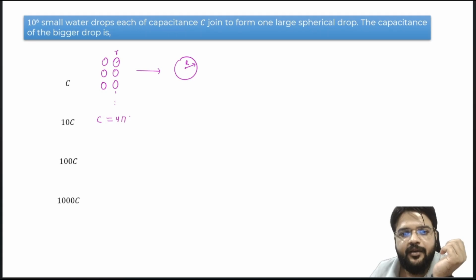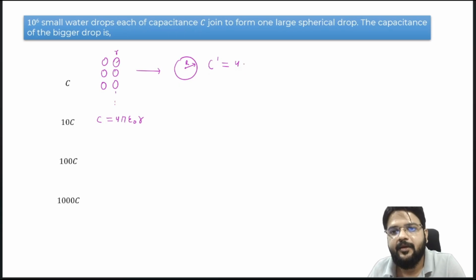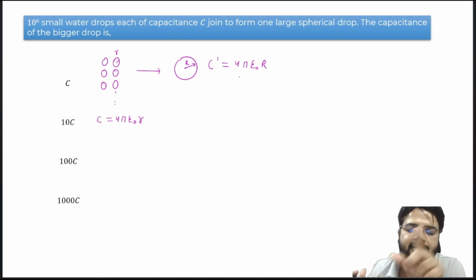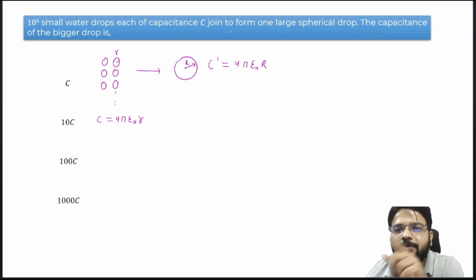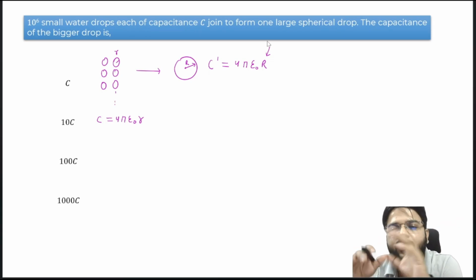So what is the capacitance of the small drop? It is 4 pi epsilon naught r. And the capacitance of the bigger drop is C dash equal to 4 pi epsilon naught, and the radius is capital R, so it is 4 pi epsilon naught R. This is the capacitance of the bigger drop, and this is what we want. So we require the capital R value. Once we get this capital R value, then we can easily solve this numerical and get the answer. So how will we get the relation between small r and capital R? Think about it, everyone.